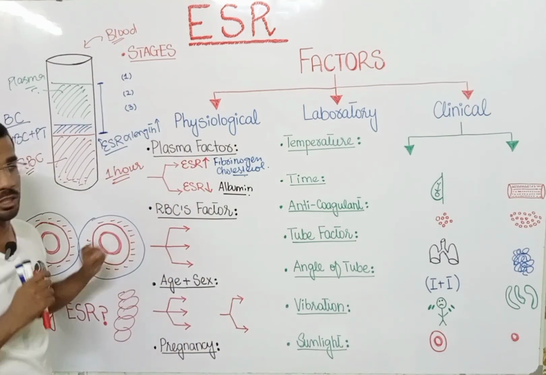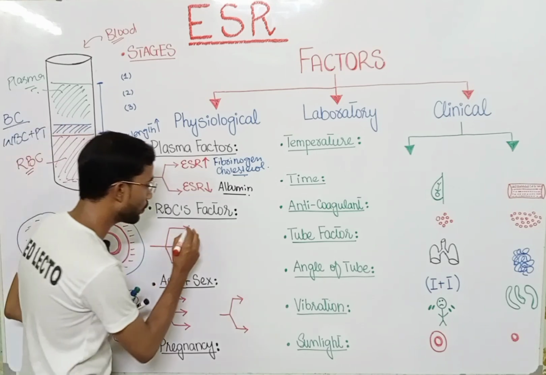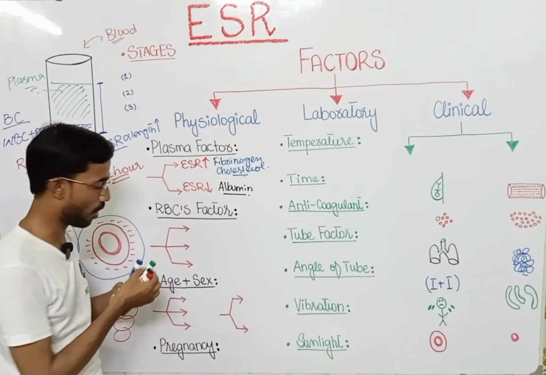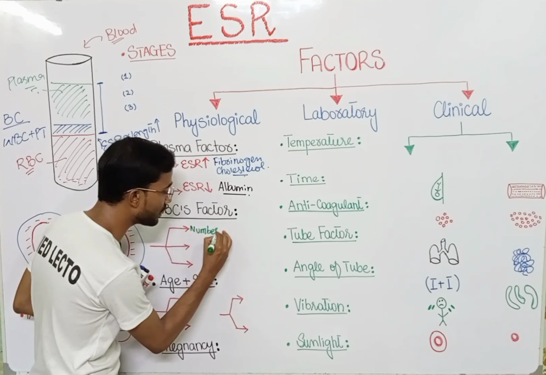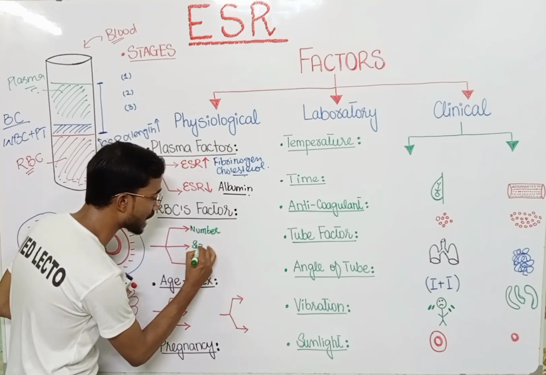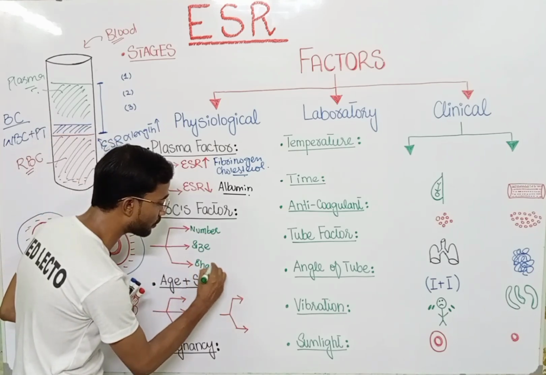The second of the three most important factors is related to the RBC. We first discuss the number of the RBCs. Second, we will discuss the size of the RBCs, and third, the shape of the RBCs.